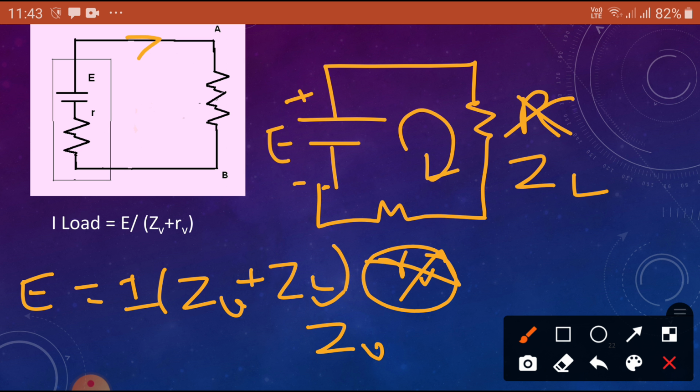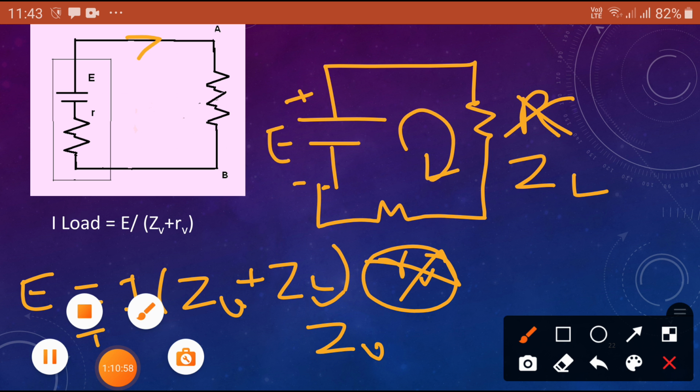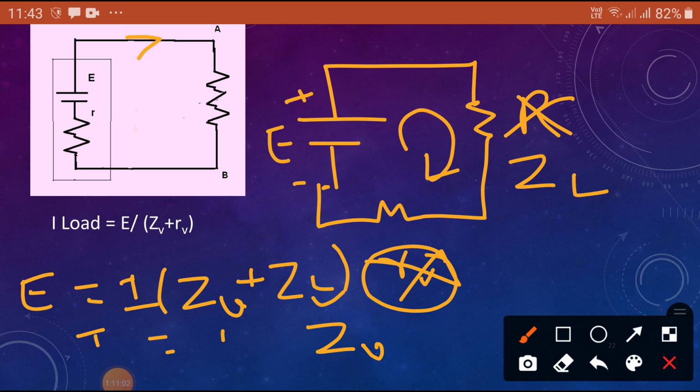Okay, this is called, what is the current? I is equal to, we can write it, what is the value? E divided by the total impedance ZL, that is the current, this is the value.